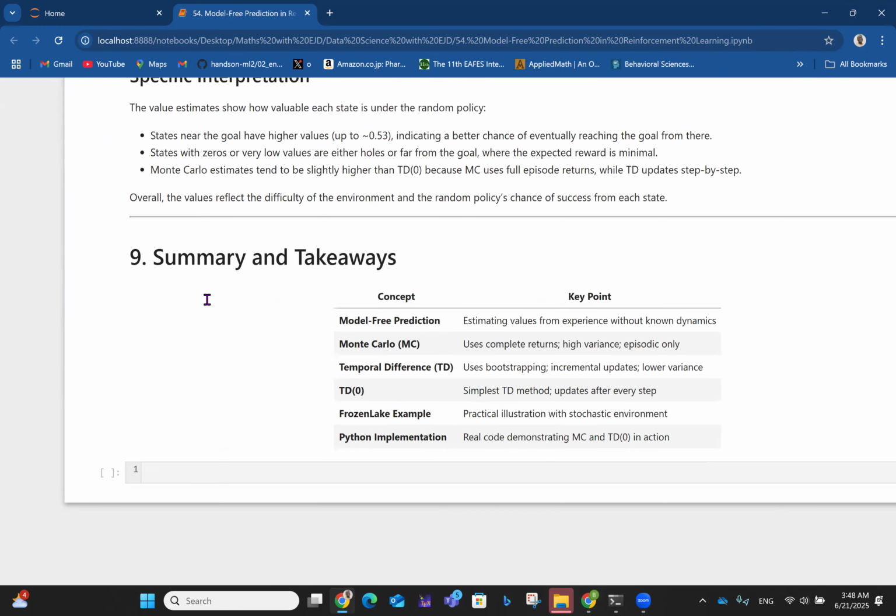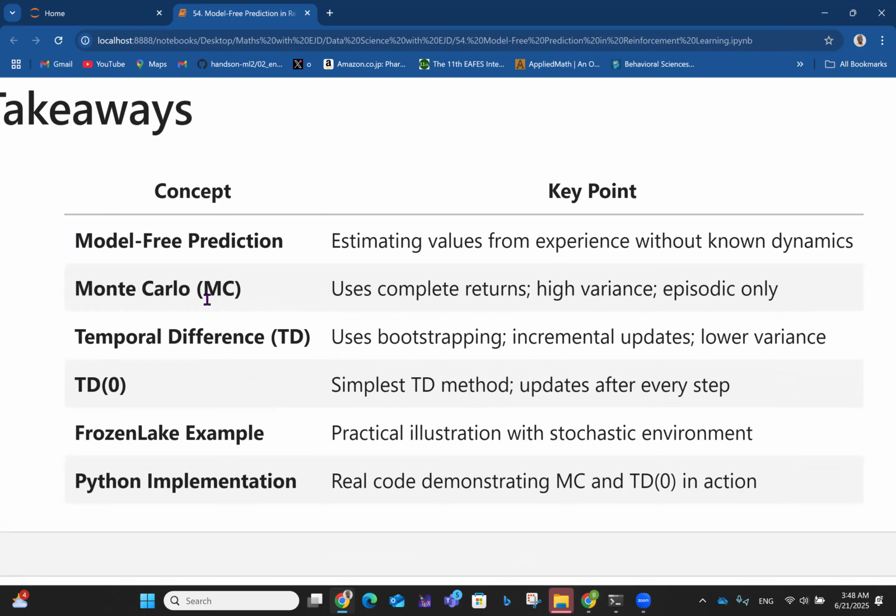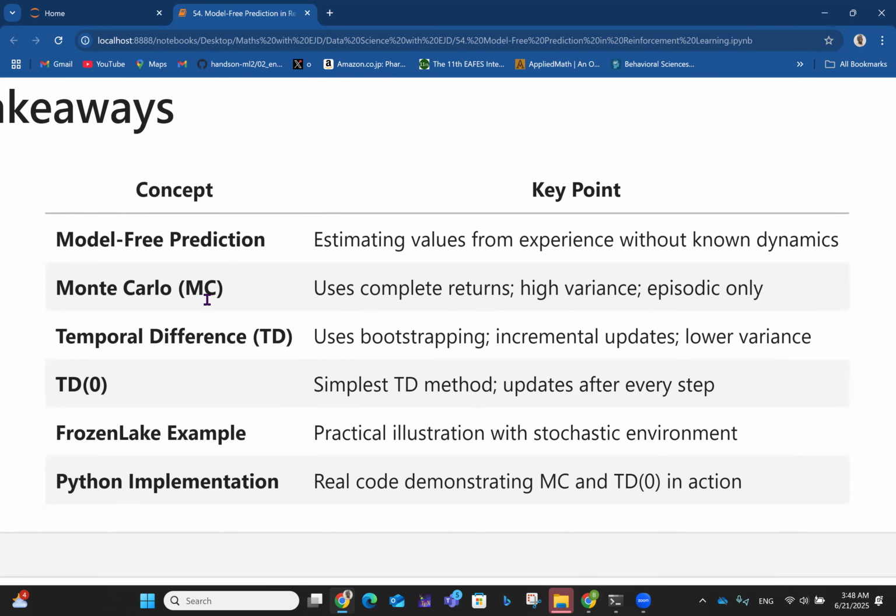Okay. So summary and takeaways now. For model-free prediction, the key point is that you want estimating values from experience without known dynamics. All right. So things are easier if, I mean, if you can get all the necessary information about the environment and everything involved, then you can use dynamic programming. But since we can't always get that information, model-free prediction becomes pretty useful. Then we go for Monte Carlo, which uses complete returns, high variance, and episodic only. For temporal difference, it uses bootstrapping, incremental updates, and lower variance.